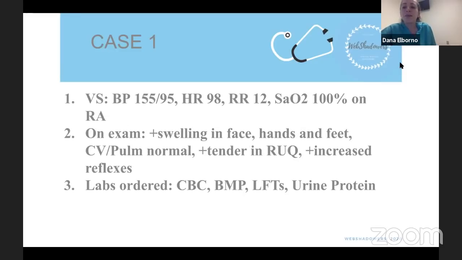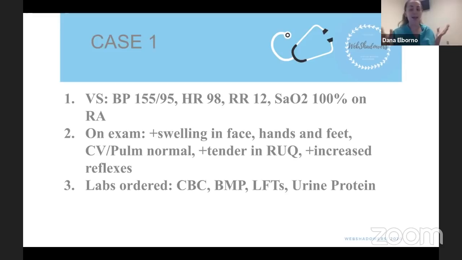For her physical exam, we get vital signs initially, and her vital signs are notable for a blood pressure that's 155 over 95. Remembering that a normal blood pressure is 120 over 80, and anything greater than 140 over 90 is considered hypertensive for pregnancy. Her heart rate is normal, respiratory rate is normal, and she's sitting 100% on room air, meaning that the oxygen level in her blood is normal without additional oxygenation.